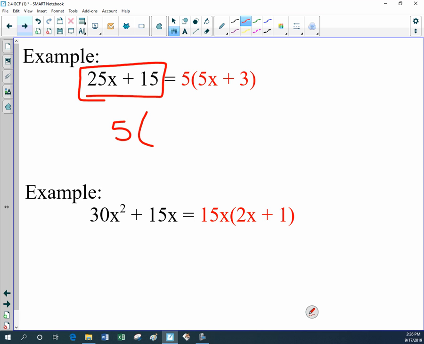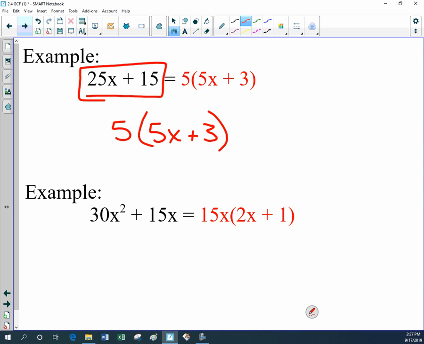If I factor a 5 out of 25x, you can think of it two different ways as you're trying to figure out what to put inside the parentheses: either what's 25 divided by 5, or 5 times what is 25. Either way, the answer would be 5. And then we also need the x. So 5 times 5x is 25x. And then 5 times what is 15? The answer would be 3.